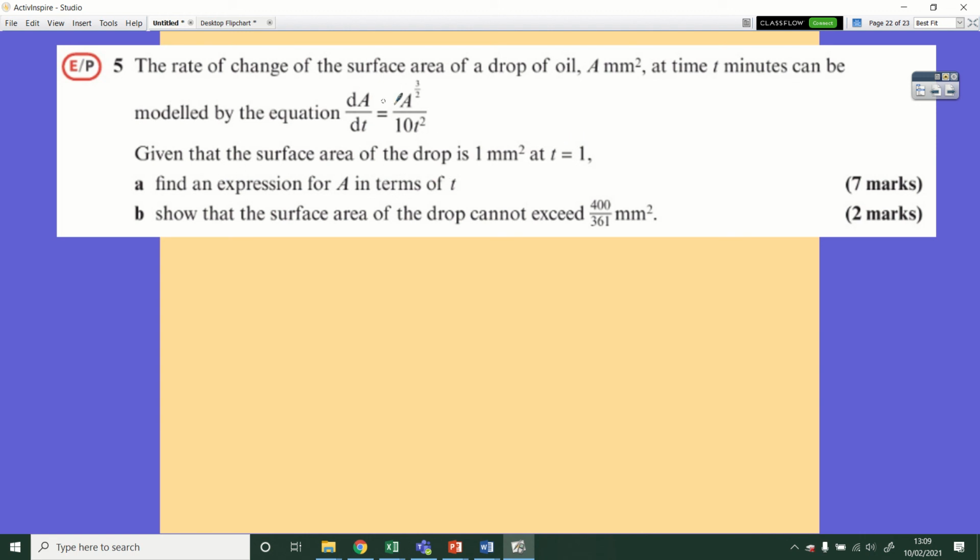Okay, so this is straightforward. Solve the equation, plug in your initial conditions and see what you get for the constants. So let's start off by writing our equation again.